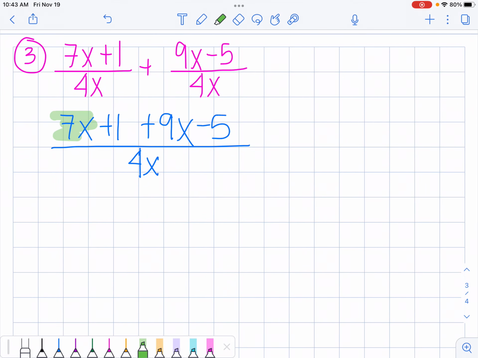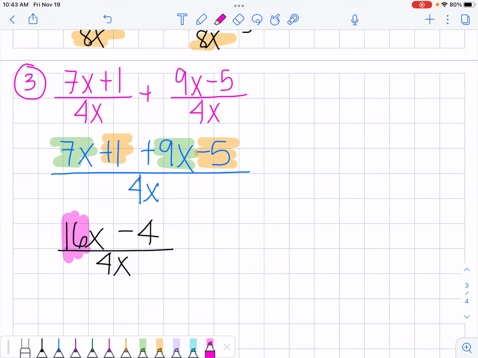So I have 7x plus 1 plus 9x minus 5. I have x's here. I have x's here. I have a constant here and a constant here. So I combine together. 7x plus 9x is going to give me 16x. And 1 minus 5 is going to give me negative 4, divided by 4x. Okay, so now there is a number that goes into 16 and negative 4 and 4. And really what you want to do is look at just the numerator. Is there a number that goes into both 16 and 4? Yes, there is. So we're going to factor it out.